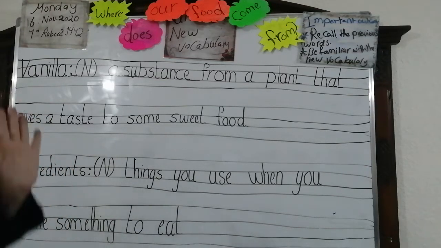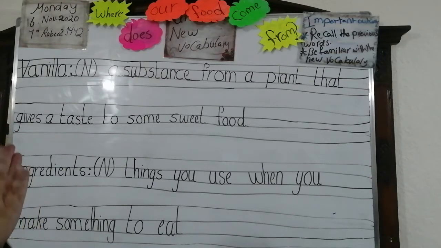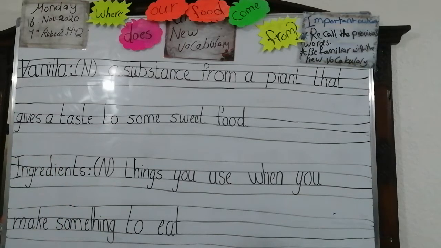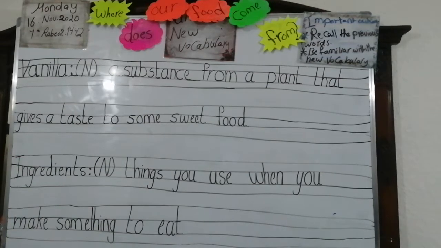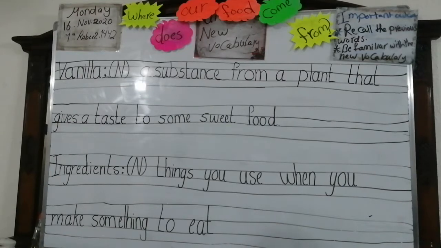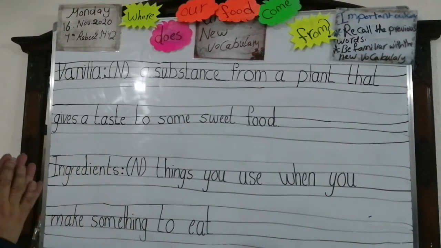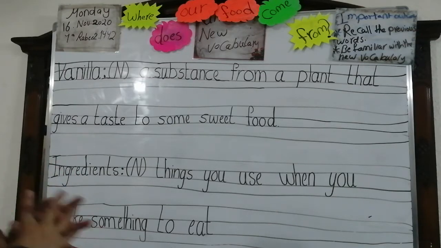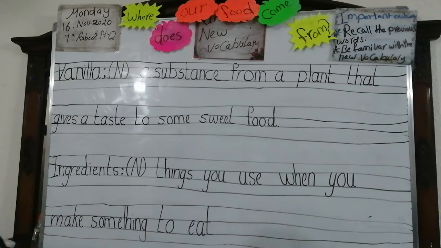Vanilla, it's a noun, a substance from a plant that gives a taste to some sweet food. Again, vanilla, noun, a substance from a plant that gives a taste to some sweet food. Okay? Now, let's move to the next word.